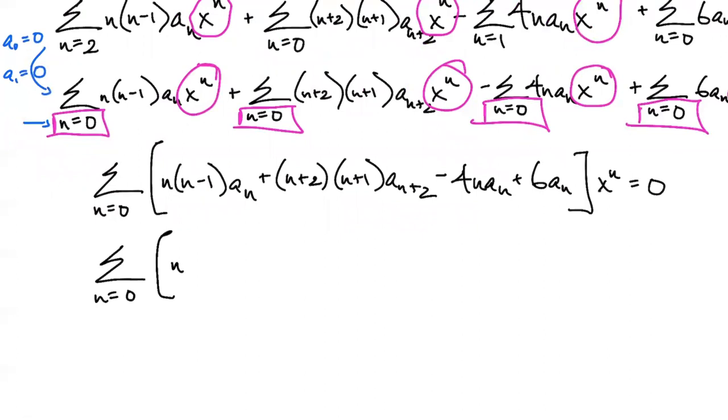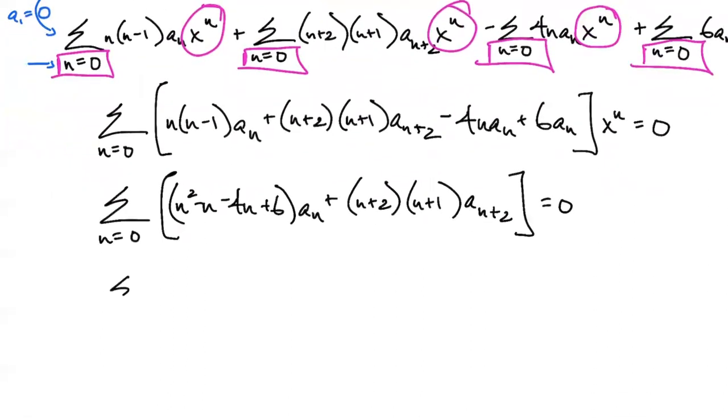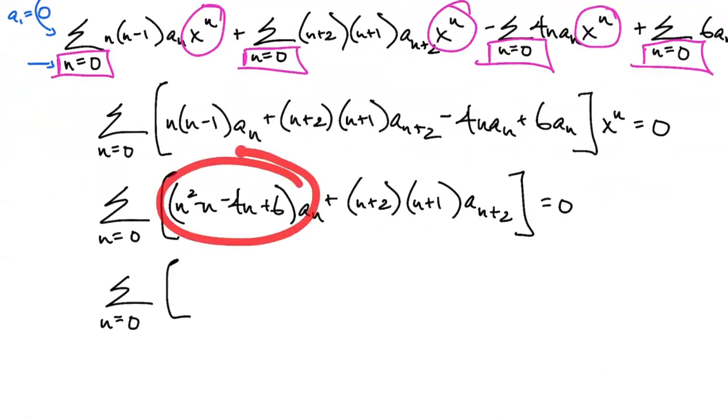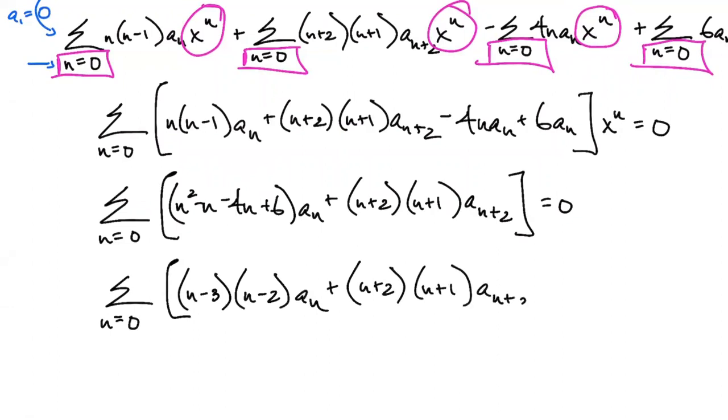So what does that give us? n squared minus n minus 4n plus 6 is a sub n, plus n plus 2 times n plus 1, a sub n plus 2 is 0. We're going to do one last thing with this line right here. This n squared minus 5n plus 6 actually factors into n minus 3, n minus 2, a sub n, plus n plus 2, n plus 1, a sub n plus 2 equals 0.